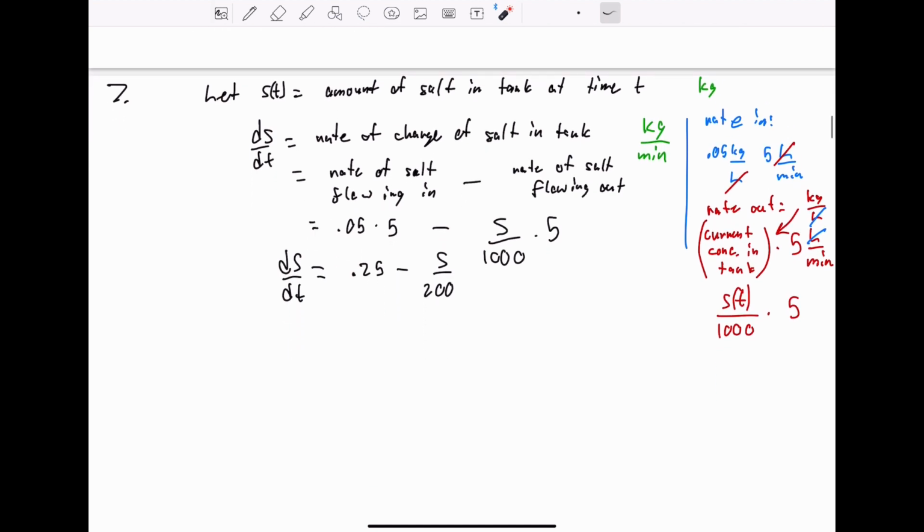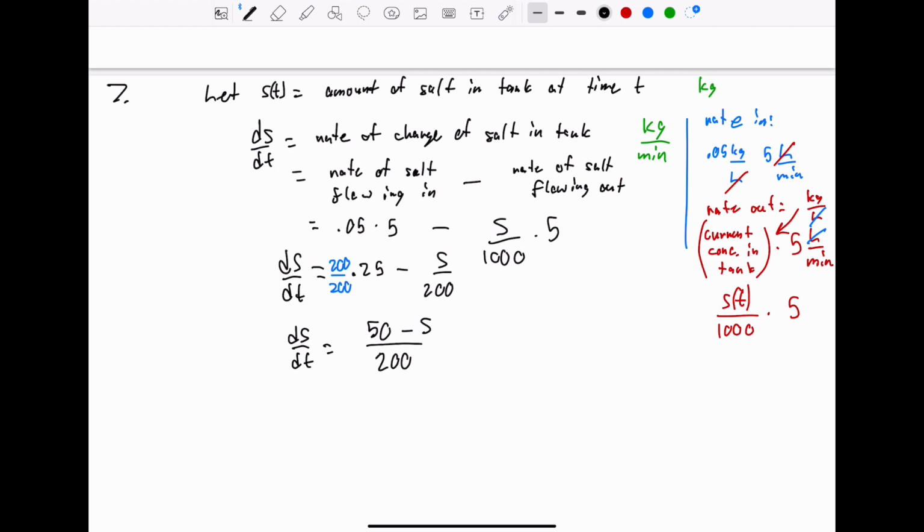First thing I'm going to do is to get common denominators between these terms here. The 0.25 is just constant, but I want to get a common denominator here so I can add these. So I'm going to multiply the 0.25 by 200 divided by 200. That will get me common denominators of 200. And 0.25 times 200, well, 0.25 is the same as a quarter. So what's 1/4 of 200? That is 50. So I can write this as dS/dt equals 50, that's 200 times 0.25, minus S divided by 200.